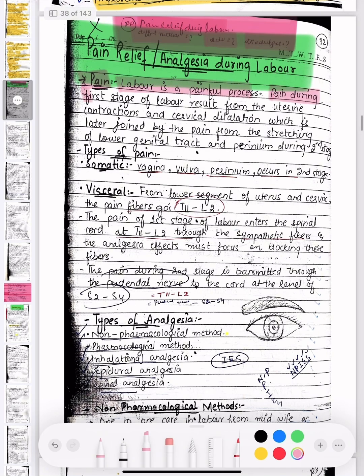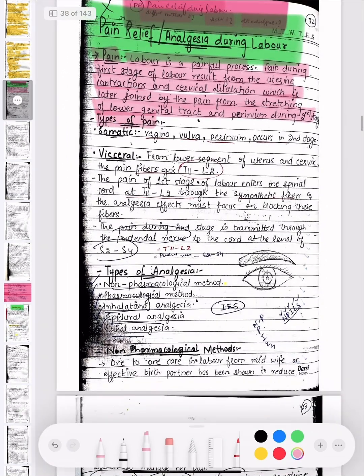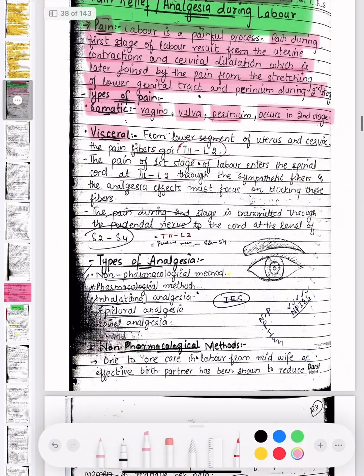Pain during first stage of labor results from the uterine contractions and cervical dilatation, which is later joined by the pain from the stretching of lower genital tract and perineum during the second stage of labor. Now the types of pain are somatic, that is vagina, vulva, perineum, and it occurs in the second stage, while there is visceral pain which occurs from the lower segment of the uterus and cervix.